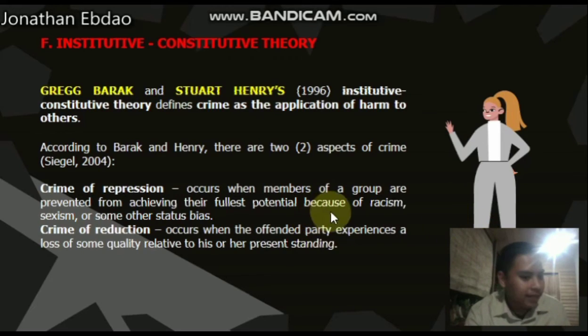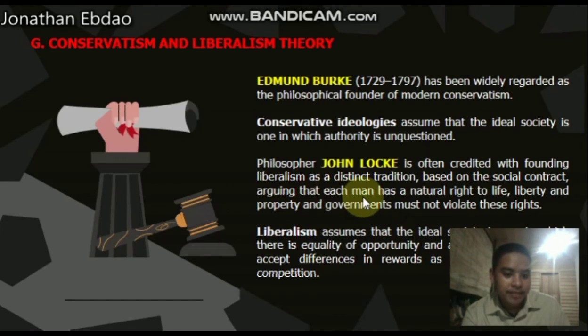The next one is constitutive theory. Gregg Barak and Stuart Henry's constitutive theory defines crime as the application of harm to others. According to Barak and Henry, there are two aspects of crime in Siegel 2004. Crime of aggression occurs when members of a group are prevented from achieving their fullest potential because of racism, sexism, and other status biases. Crime of production occurs when the offended party experiences a loss of some quality relative to his or her present standing.